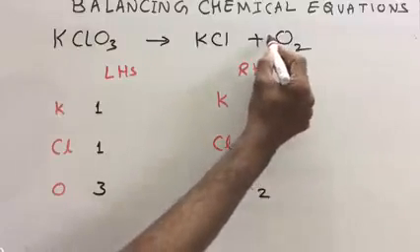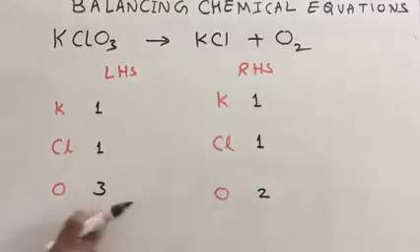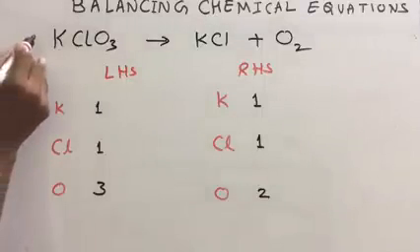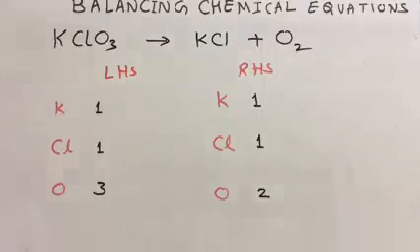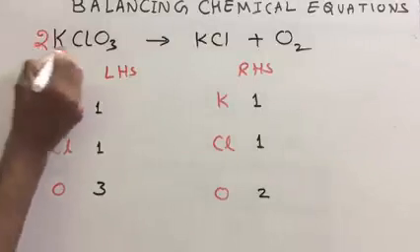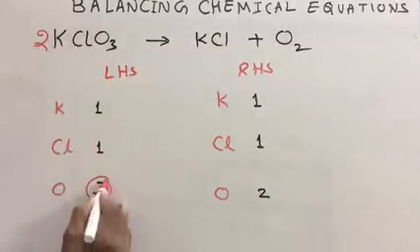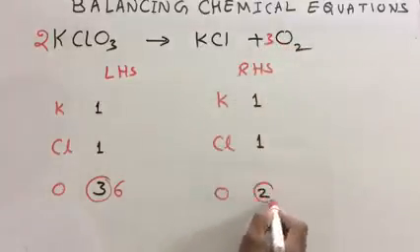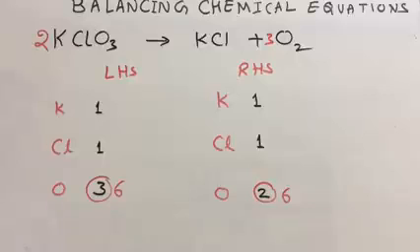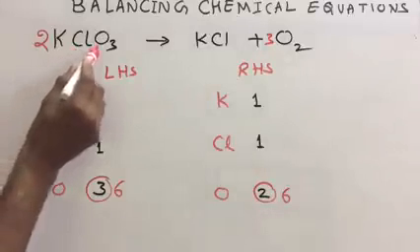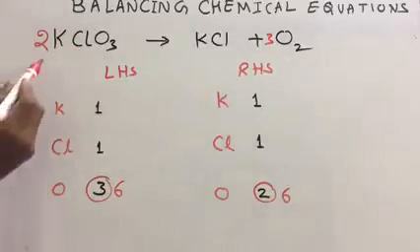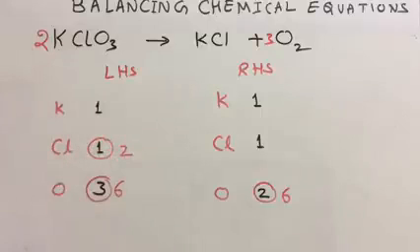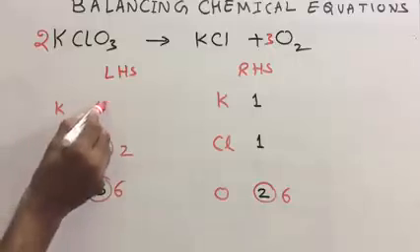If you write 2 here, it will become 4, but it will be unbalanced. And if I write 2 here, then that will be helpful. If I write 2 here, then it will become 2 3s are 6, and I have to write 3 here, so that 3 2s are 6. But the number of chlorine and potassium we have to check again. So chlorine now became 2, and potassium became 2.